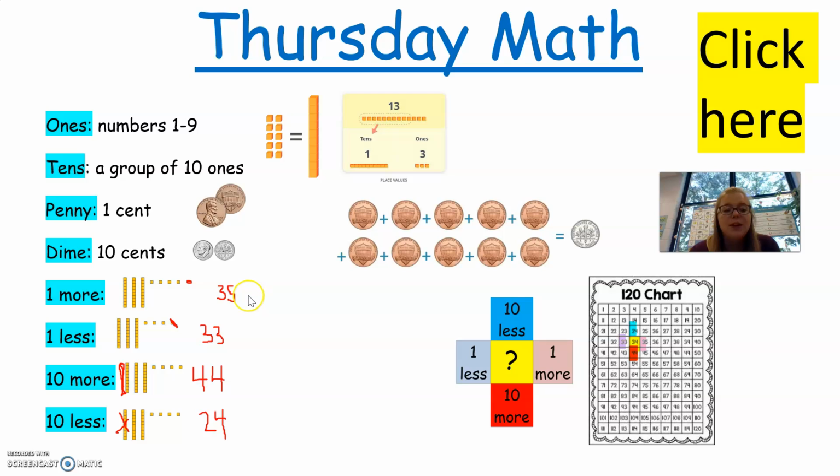One more is where you add 1, or you can use your 120 chart. One less is where you take away 1, or you can use your 120 chart. 10 more, you are adding a group of 10. 10 less, you are taking away a group of 10.